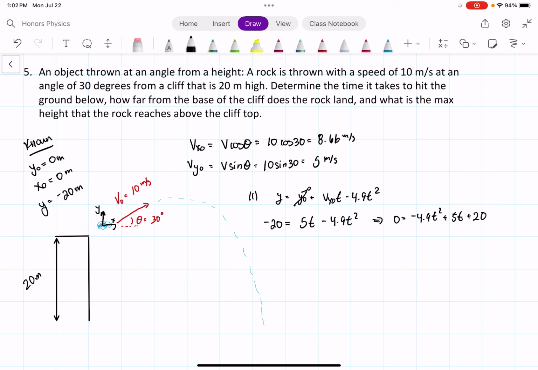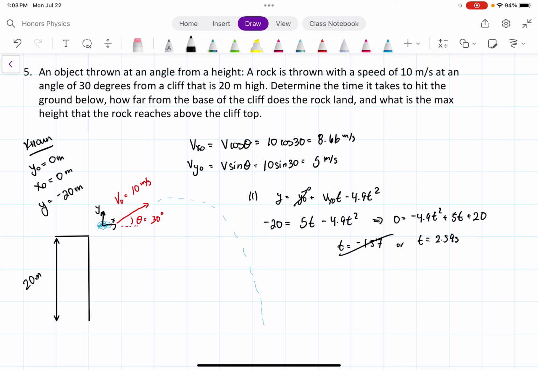And we can use the quadratic equation, or we can use a graphing calculator to solve this. And when we do this, we get t is equal to negative 1.57, or t is equal to 2.59 seconds. And since we can't have a negative time, we're going to get rid of this. So our time where it lands is going to be 2.59 seconds.